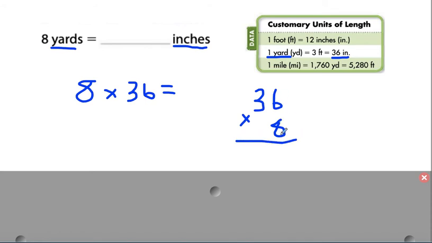All right, 6 times 8, hopefully we remember that. 6 times 8 is 48. Okay, then 3 times 8 is 24, but we want to add 4 more, so that's going to be 28. So my answer is 8 yards, let me type this because it's a little bit easier, equals 288 inches. Okay, I just took the number of yards, which was 8, and I multiplied it by how many inches are in a yard. That's 36. 8 times 36 equals 288.